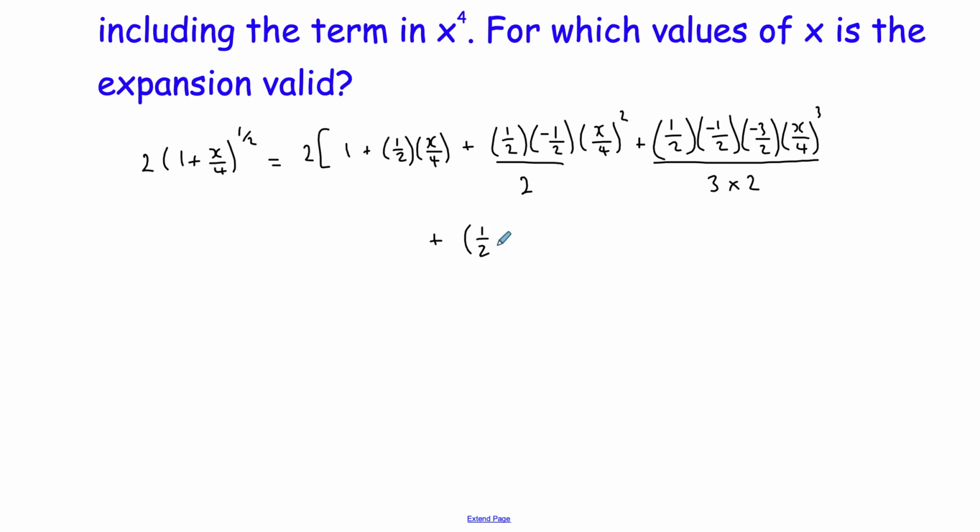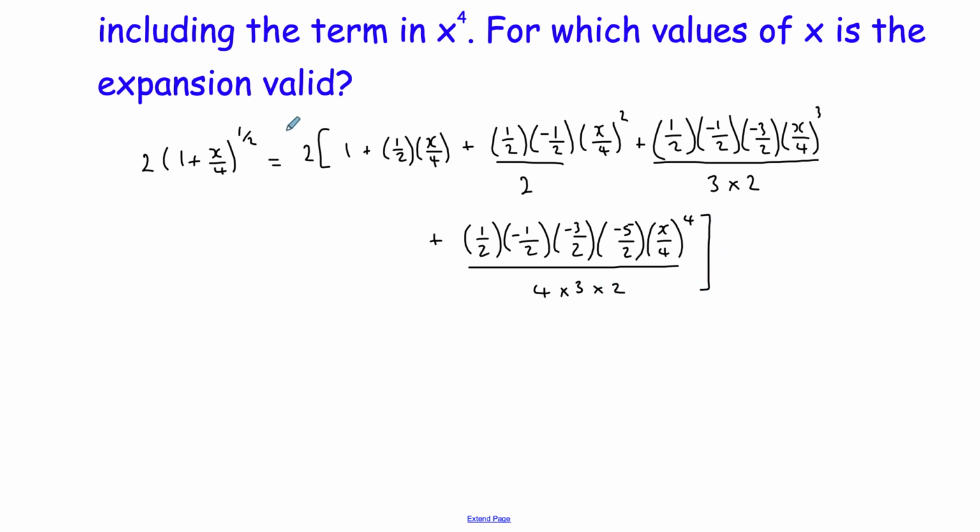A half times minus a half times minus 3 over 2 times minus 5 over 2. So I just keep taking one off. Each time I add an extra bracket, I've got to take one away. Times x over 4 to the power of 4 over 4 factorial, 4 times 3 times 2. That's in a square bracket. All of these terms we're going to times by 2.